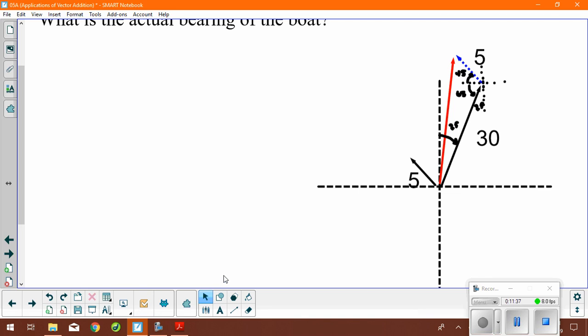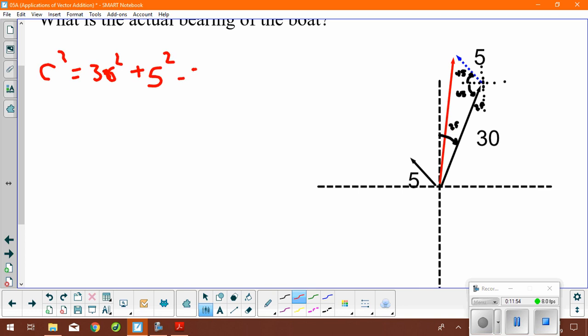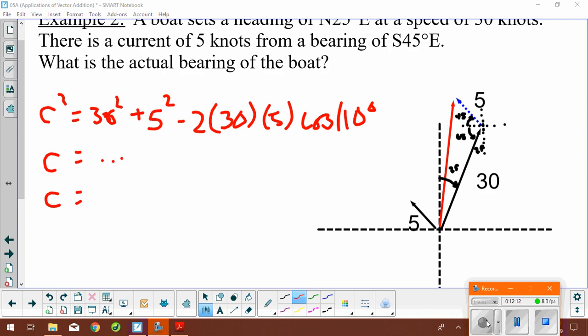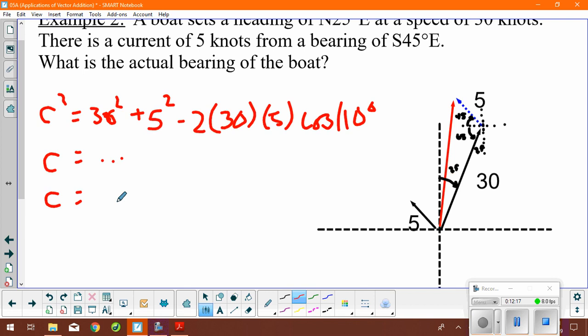So again, this time we're going to set up with cosine law. It's basically the same thing we had before. I have c squared equals 30 squared plus 5 squared minus 2 times 30 times 5 cos of 110. Again, I trust that we know how to run that through. So C is about 32.1. Yeah, 32.1.